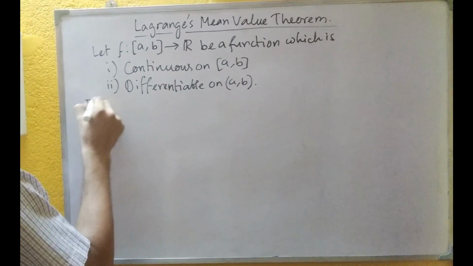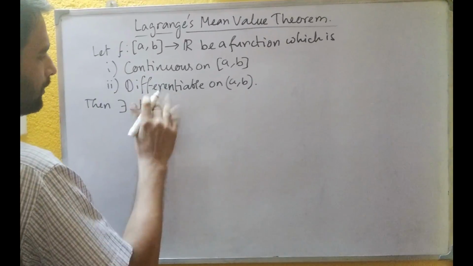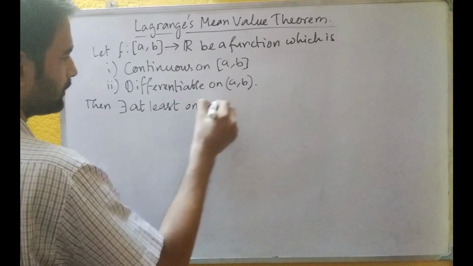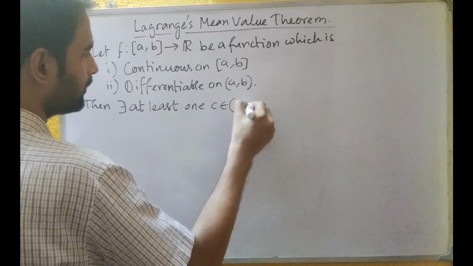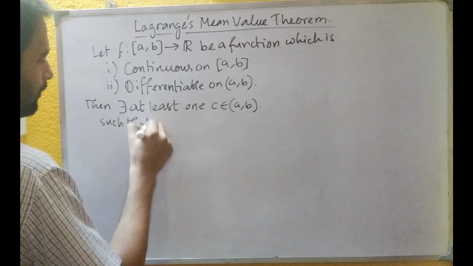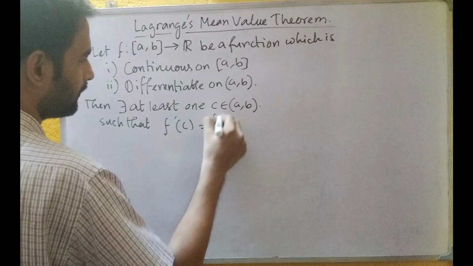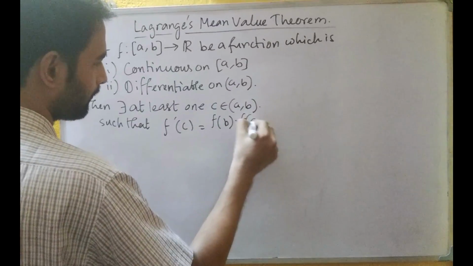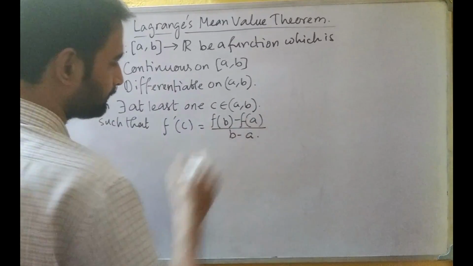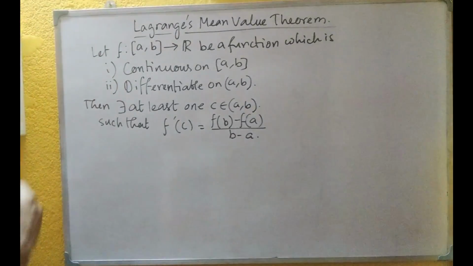Then we can conclude that there exists at least one C within the open interval such that we can calculate the derivative at the point C by this formula. It is f(b) minus f(a) by b minus a. So this is the Lagrange's mean value theorem.